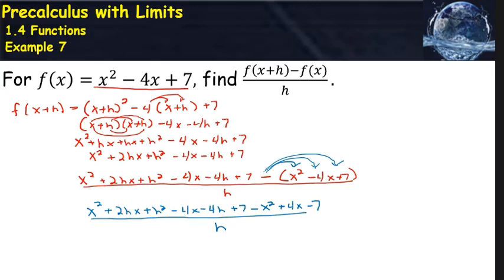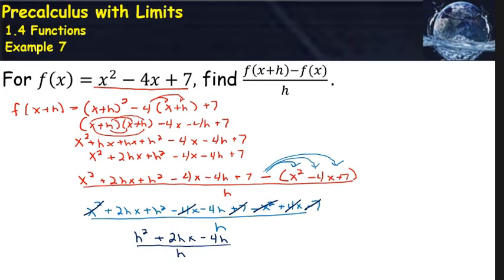But now I can cancel some things. Right here I have a positive x squared and a negative x squared, so those are going to cancel. I have a positive 4x and a negative 4x, so those are going to cancel. And I have a positive 7 and a negative 7, so those are going to cancel. So all I really have left, and I'm going to write the h squared first, is h squared plus 2hx minus 4h all over h.